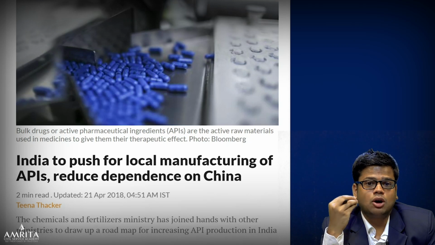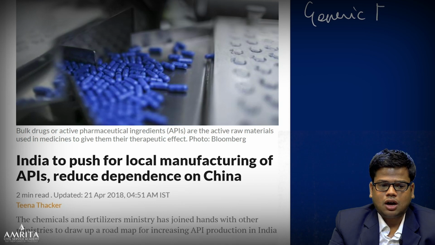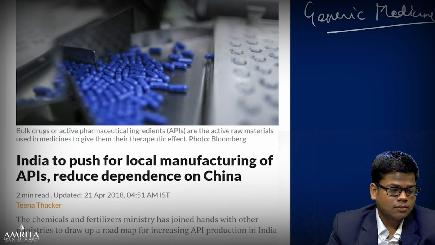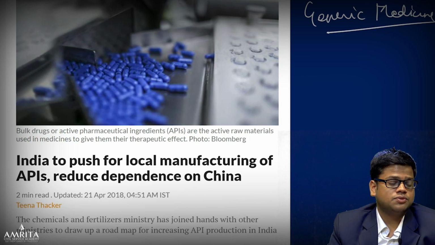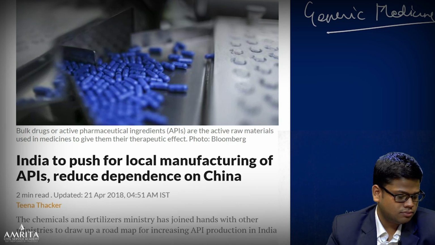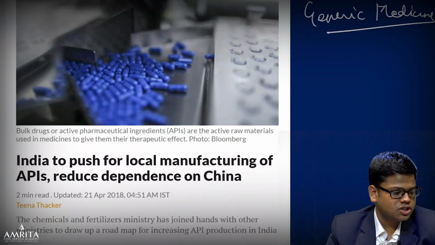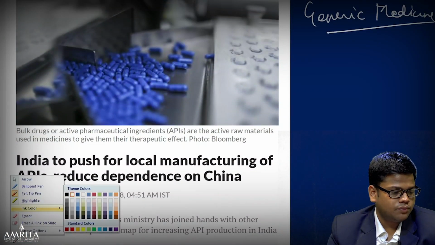So now, what problem is India facing? We have the distinction of being the generic powerhouse of the world, the generic medicine powerhouse of the world. However, the problem we are facing is with respect to API. API production is very poor in India. We are too much dependent on China for the input, and that is what we want to reduce.